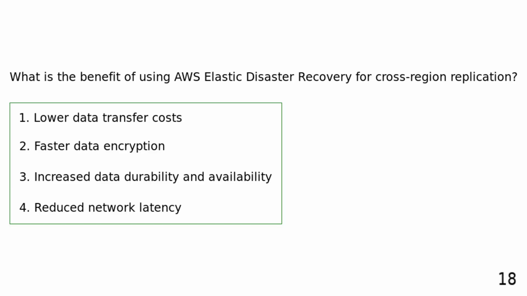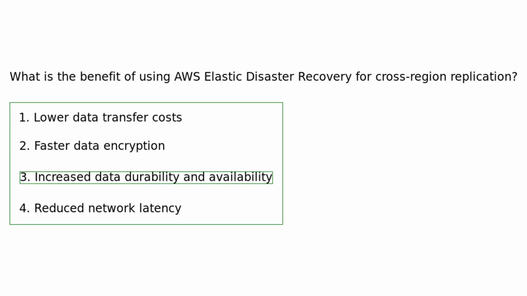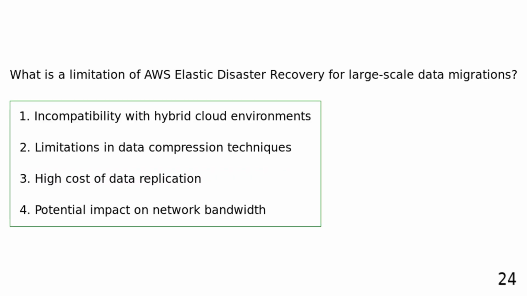Lower data transfer costs. Faster data encryption. Increased data durability and availability. Reduced network latency. AWS Elastic Disaster Recovery supports cross-region replication, enhancing data durability and availability by maintaining copies of data across multiple geographic locations. What is a limitation of AWS Elastic Disaster Recovery for large-scale data migrations?